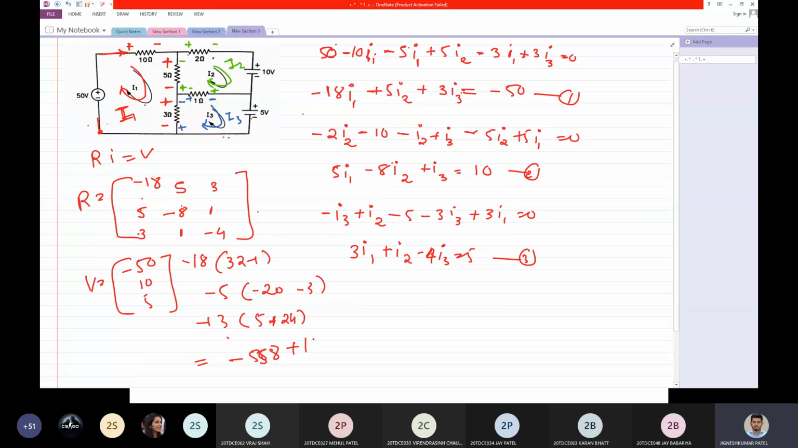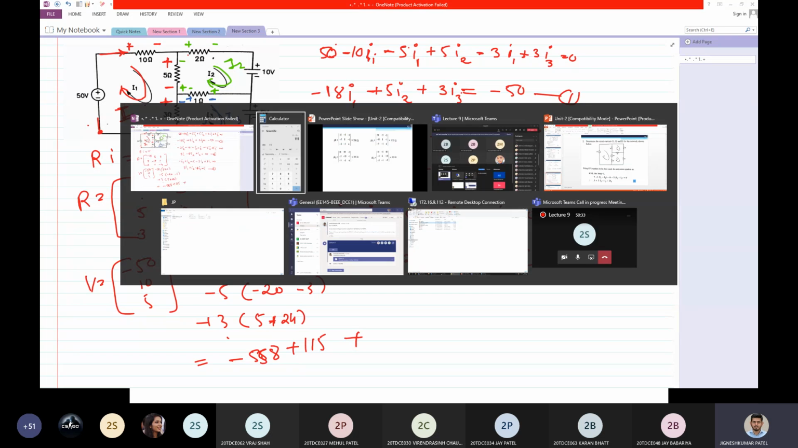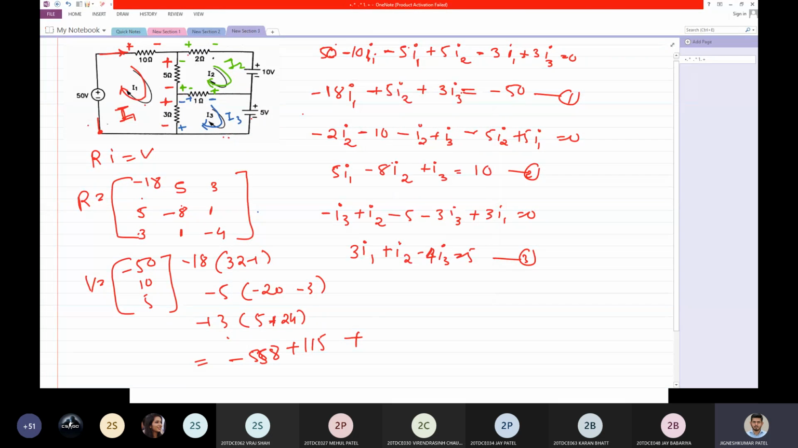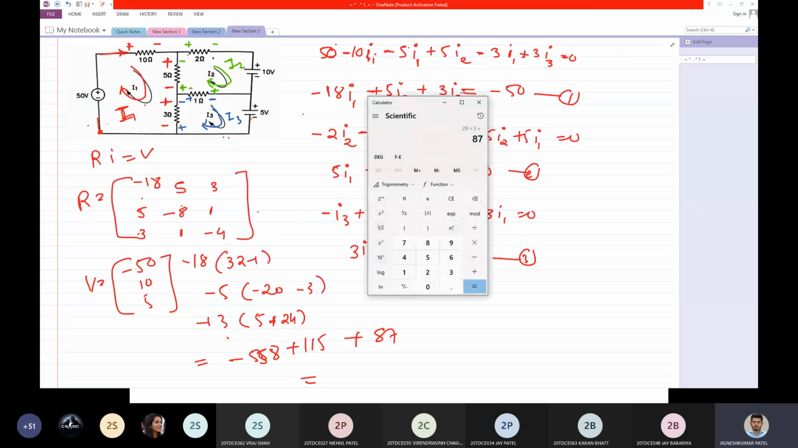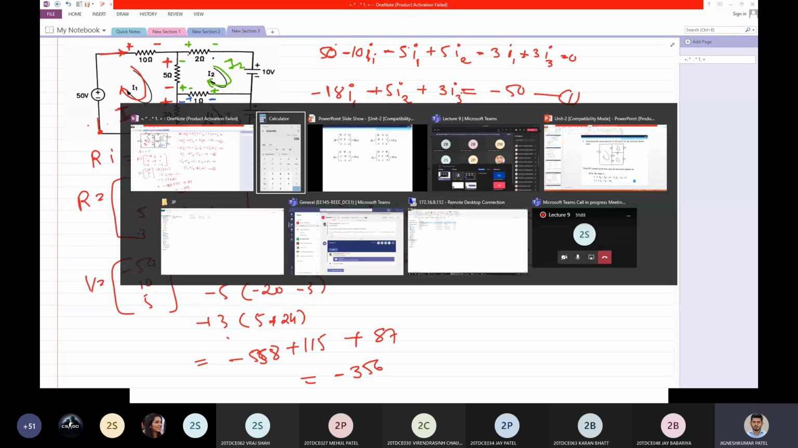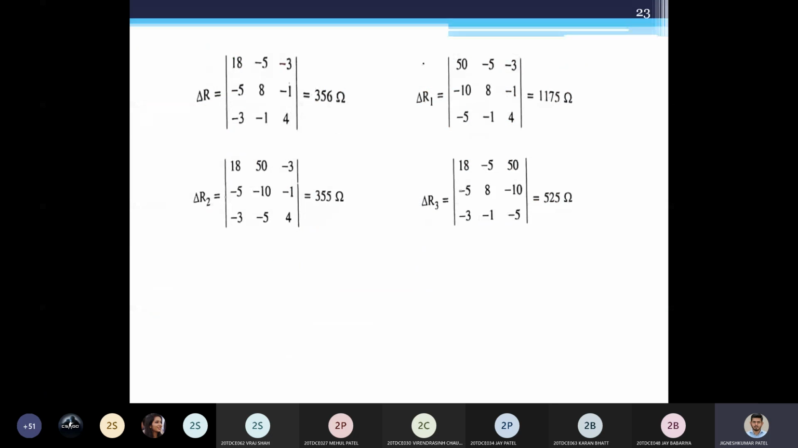So here it would be plus 115 and plus 24 plus 5. 24 plus 5 is 29, multiplied with 3, I'll get 87. Okay. Now if I solve this, I'll get 558 minus 115, sorry, it would be minus 87, 356. But what I get is negative 356. See, the answer is still the same. Only the issue is plus becomes minus.